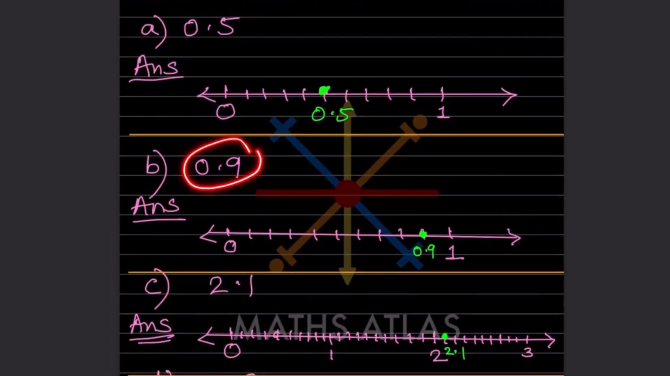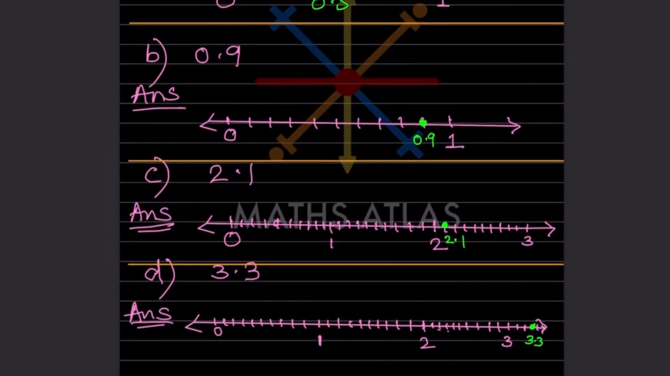Now again, this 0.9 means it is going to be less than 1. So again I put this one, and now I have divided it into 10 parts, and here is the ninth one. So 0.9 is here. Put a point and then write the number, and if you write with a different color also, it looks better.